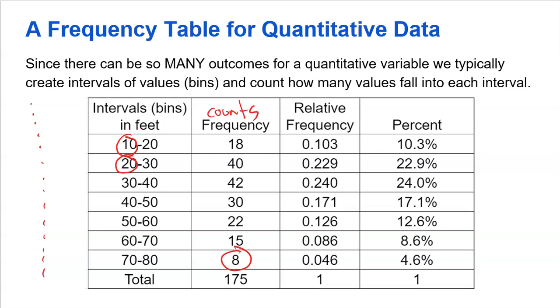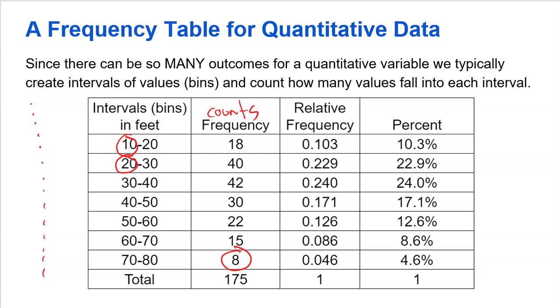Now, of course, we could take any frequency and turn it into a relative frequency by just dividing by its total, 175. So that tells me that 10.3% of trees were 10 to 20 feet tall, 24% of trees were 30 to 40 feet tall, all the way down the line, 4.6% of trees in my sample were 70 to 80 feet tall. So again, that's a nice way that we can organize a frequency table for quantitative data.